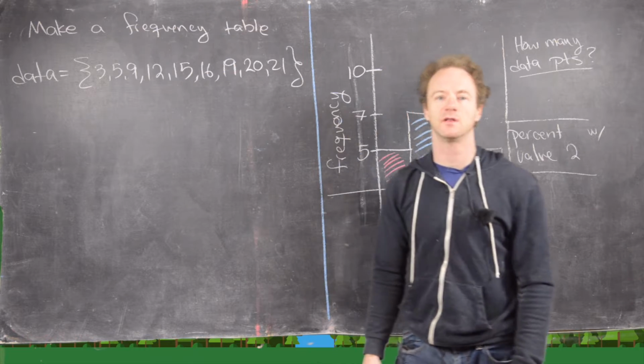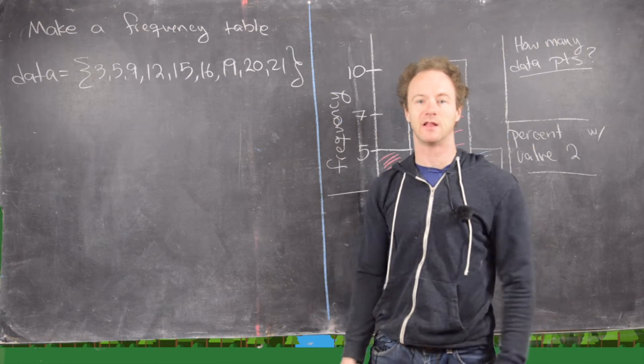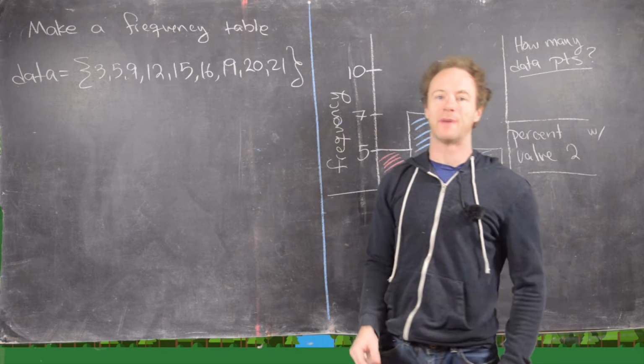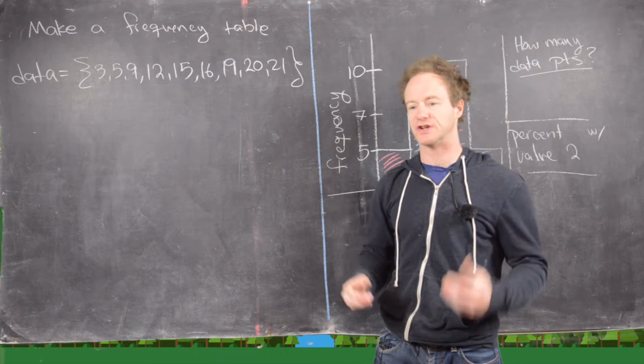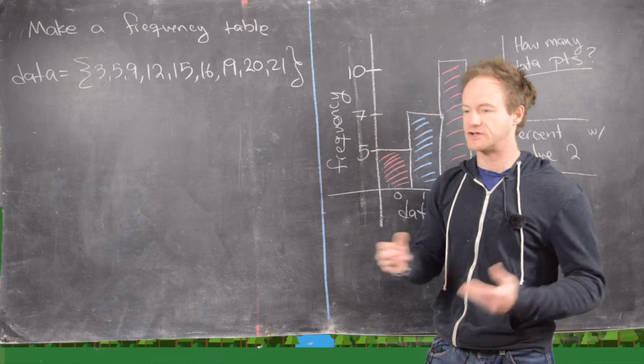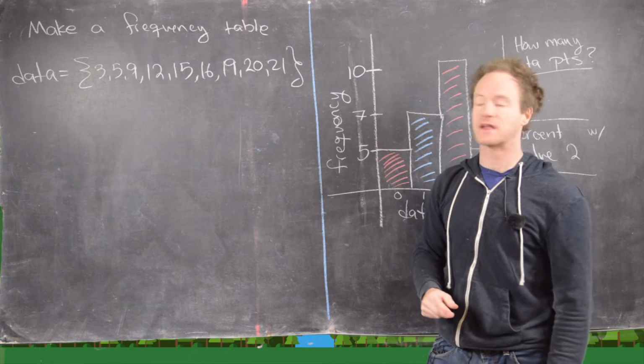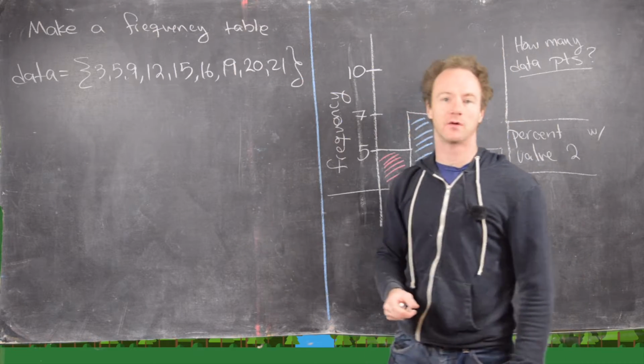Okay, in this video we're going to look at a bunch of examples from an elementary statistics class, and I'm not going to go through the background of the examples. We're just going to do the examples and introduce the concepts as needed. So the first thing that we want to do is make a frequency table with the following data.